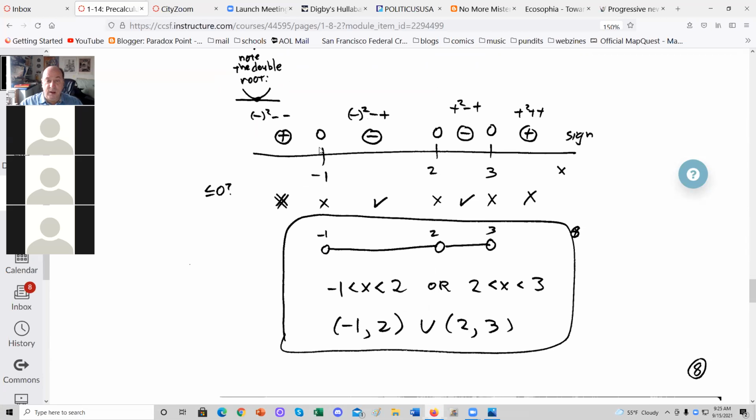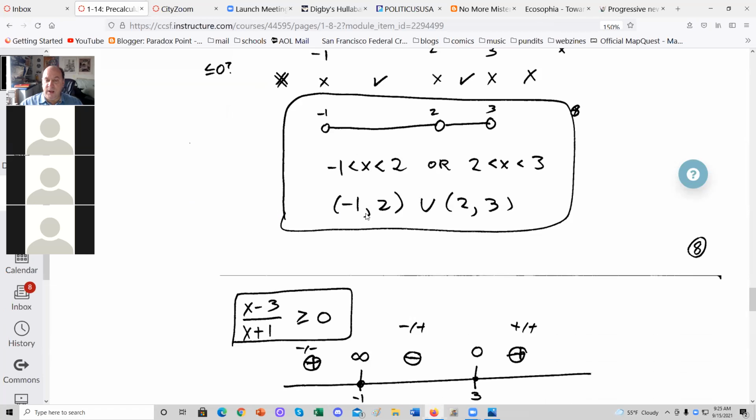Okay, so not here at negative 1. Yes, here between negative 1 and 2. Not here at 2, where for a brief moment, an instant, it is 0. Yes, here between 2 and 3. Not here at 3, nor here above 3. So the graph is from negative 1 to 2 and from 2 to 3, all these excluded. Negative 1 less than x less than 2, or 2 less than x less than 3.